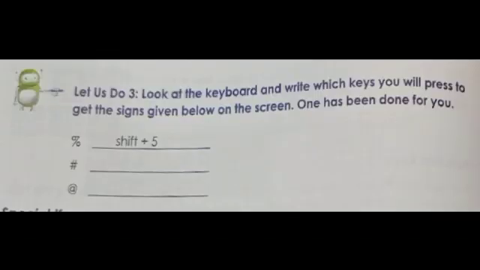Let us look at the keyboard and write which key you will press to get the signs given below on the screen. One has been done for you. Percent sign is available on Shift plus 5. Hash sign is available on Shift plus 3. At sign is available on Shift plus 2.